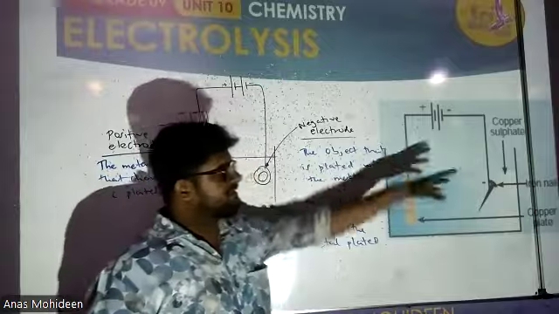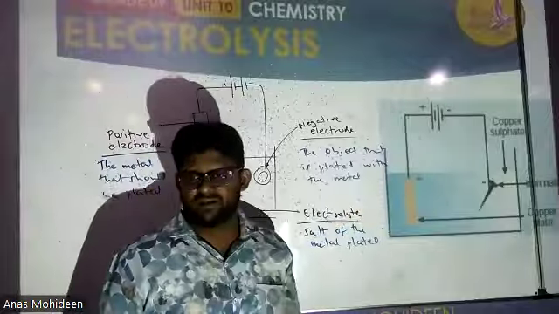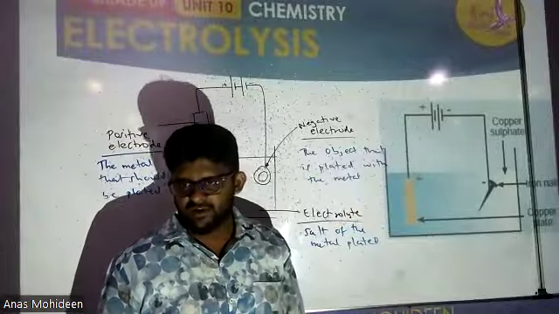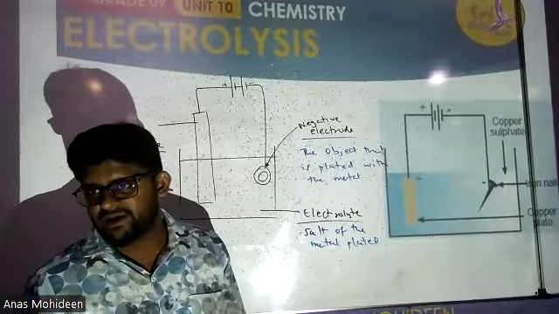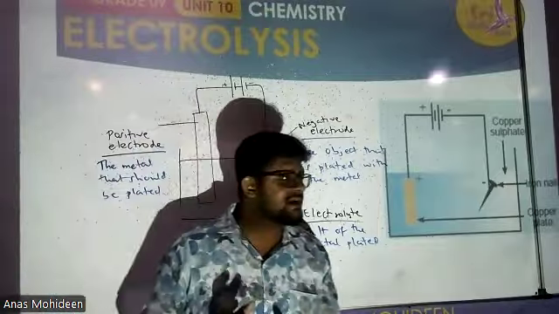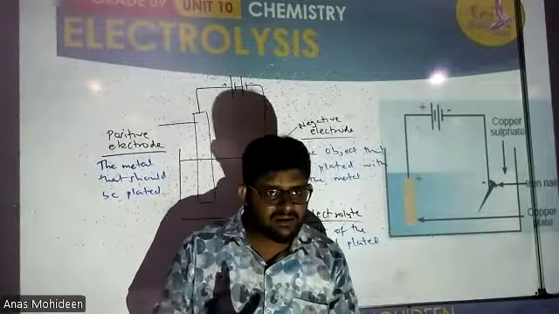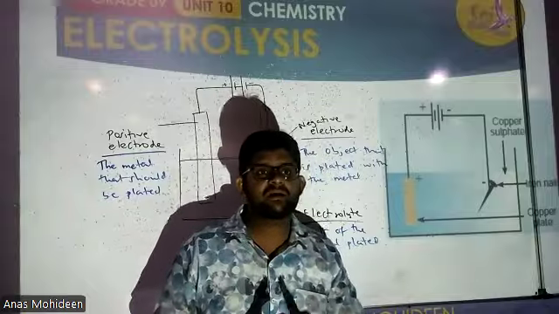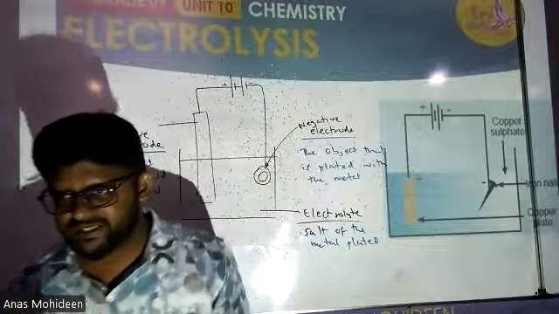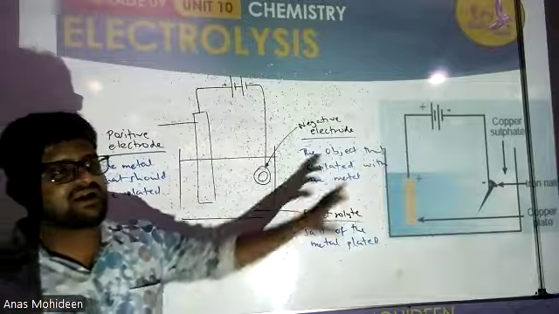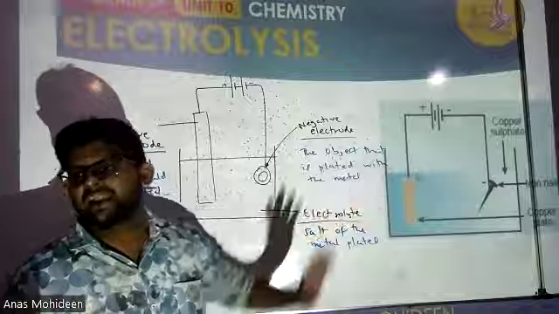A good quality electroplating would be done. Electroplating would be done with a high quality. And how do you make a high quality or good quality electroplating? By passing a small current and by using a diluted solution. By using a diluted solution, we are making a high quality or high standard electroplating.